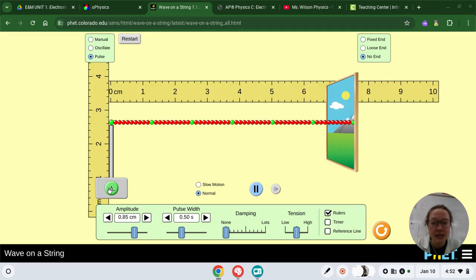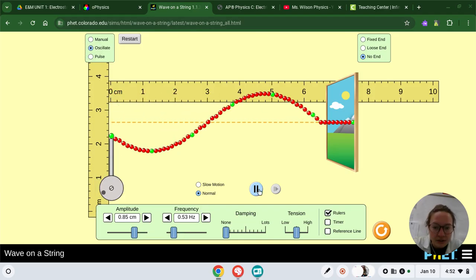Notice how each bead stays right where it is. It just bounces up and then comes back down again to make the wave. This is a transverse wave here.